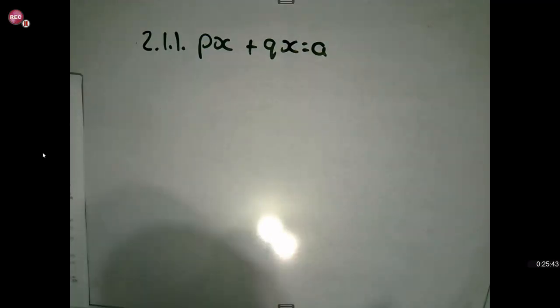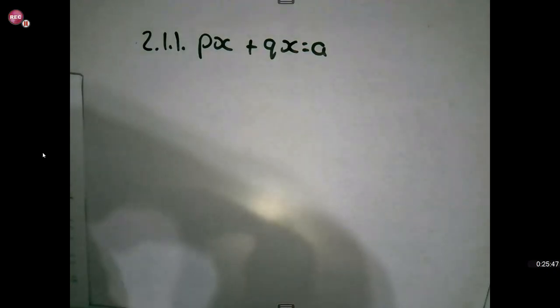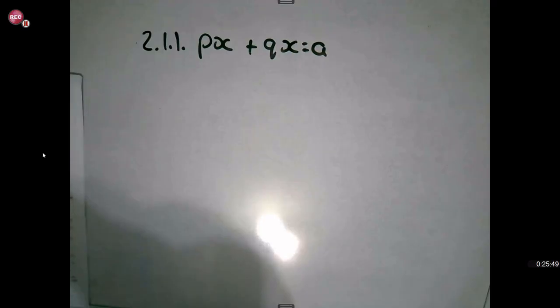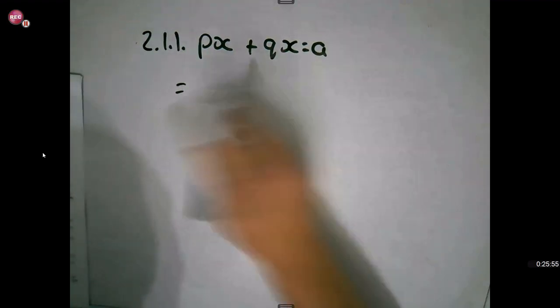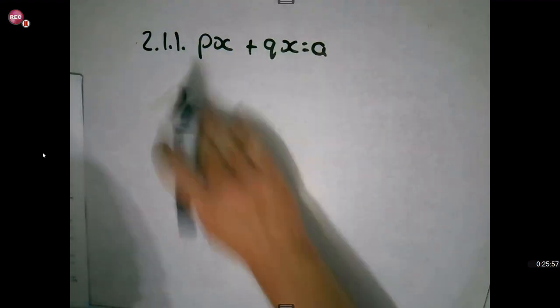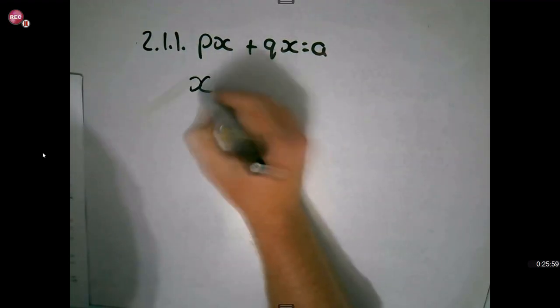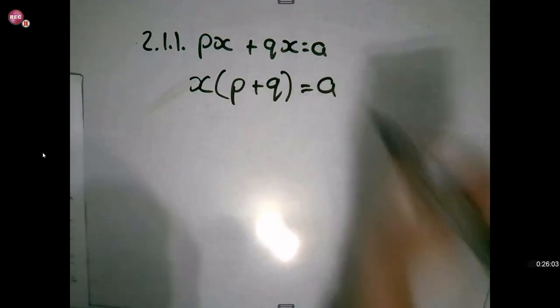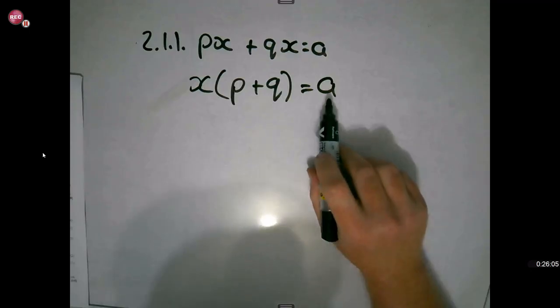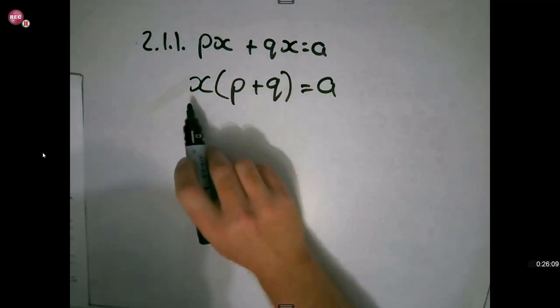So what do they want us to do? They said solve for x, which means I need to make x the subject in this regard. So what I need to do firstly, I can't put an equal there because it's an equation. I need to take out x. What I've got left is p plus q equals a. In this case, a is the subject. I don't want a to be the subject. I want x to be the subject.